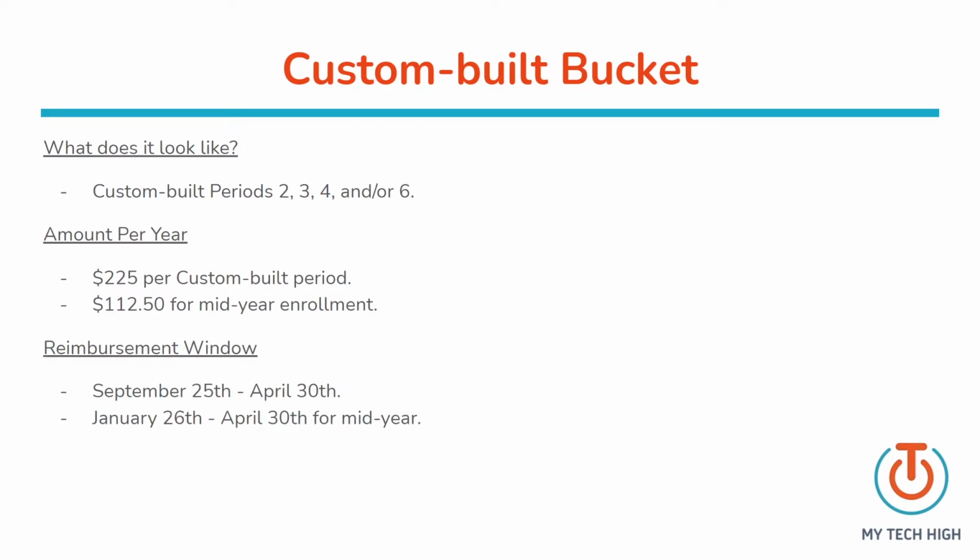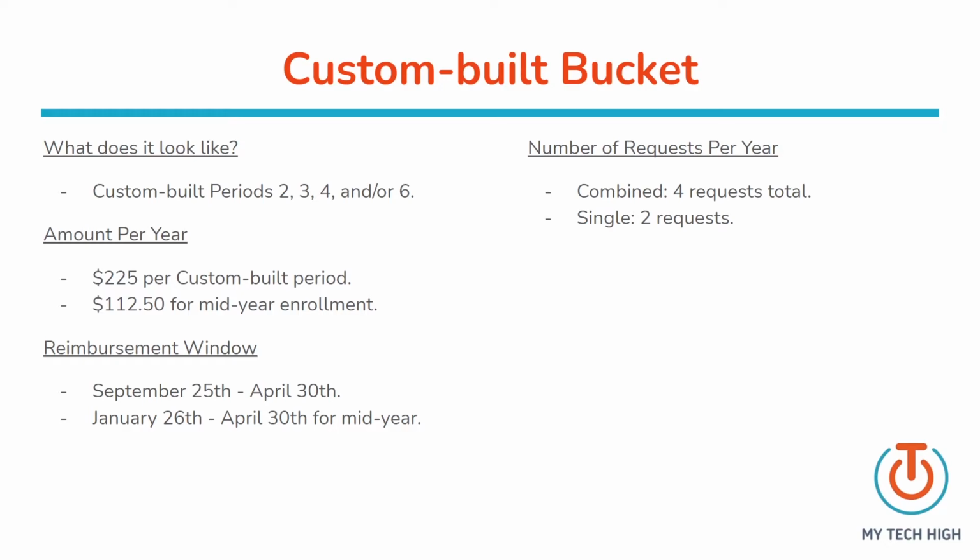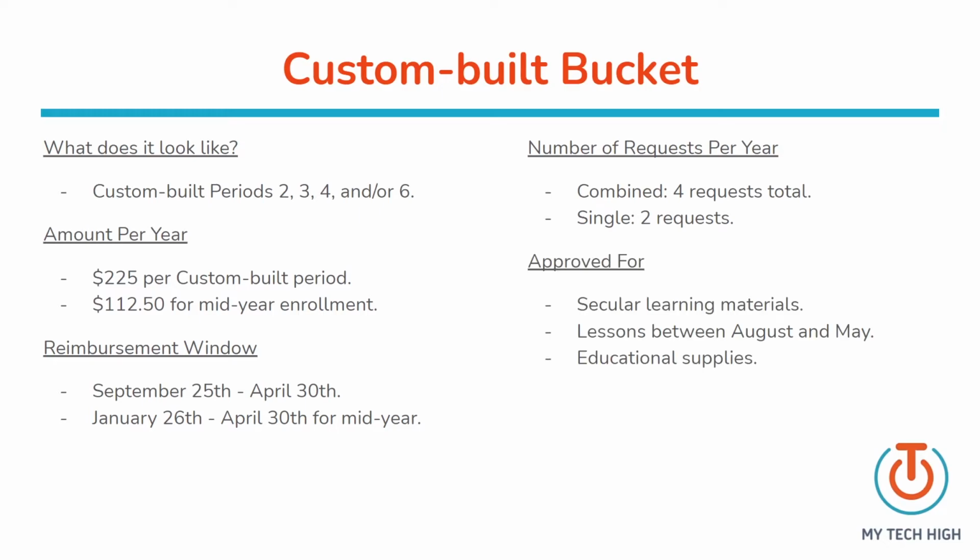You have from September 25th to April 30th to submit any requests for reimbursement. This window is the same for all types of reimbursement. If you have more than one custom-built course, then you may submit up to 4 requests for reimbursement. If you only have one single custom-built course, then you may submit up to 2 requests for reimbursement. Custom-built reimbursement funds are approved for secular learning materials, tutoring and lessons between August and May, and educational supplies.